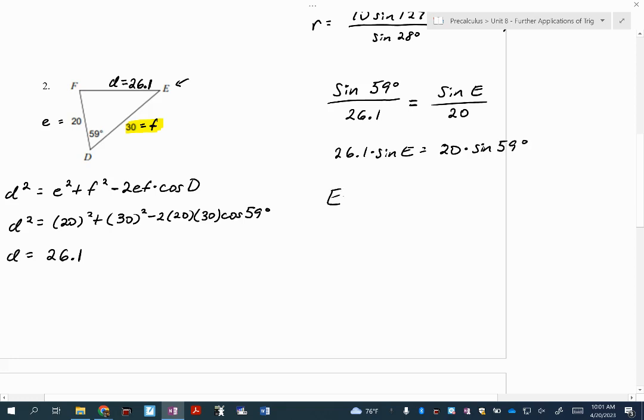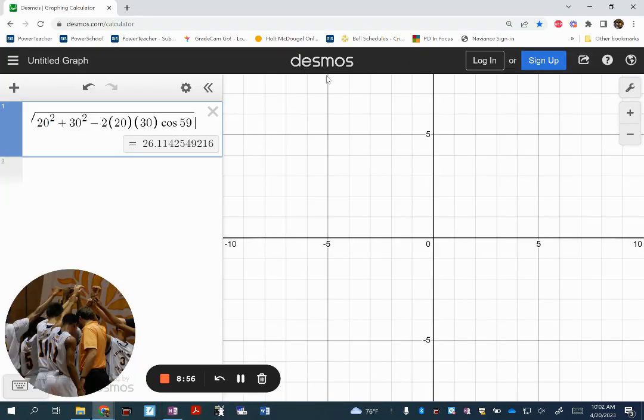Now, watch what I'm going to do: I'm going to combine two steps here. I am going to move over the 26.1 with division. So I can do my fraction here, 20 times the sine of 59 degrees over 26.1, but you notice I don't want the sine of E, I want angle E, so I do the sine to the negative first power of this fraction. That will actually give me my angle E. So I'm going to type this in. You'll notice I'm going to use the non-rounded version, so this right here is going to be my denominator.